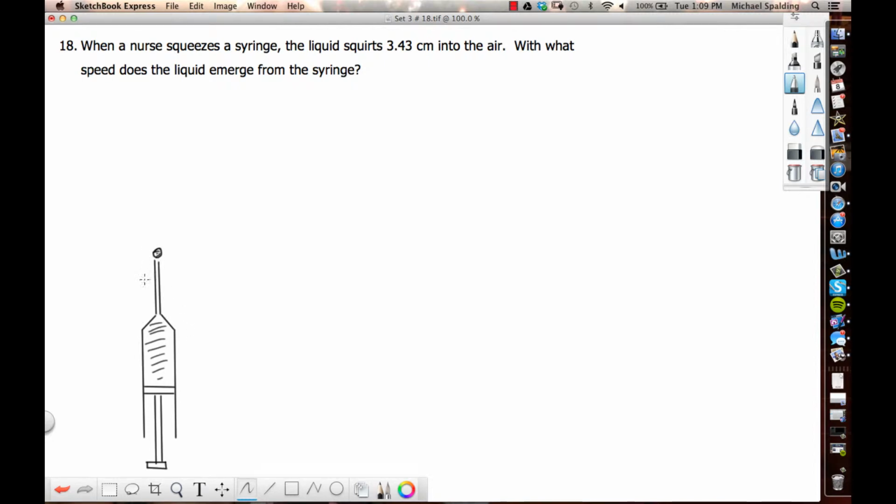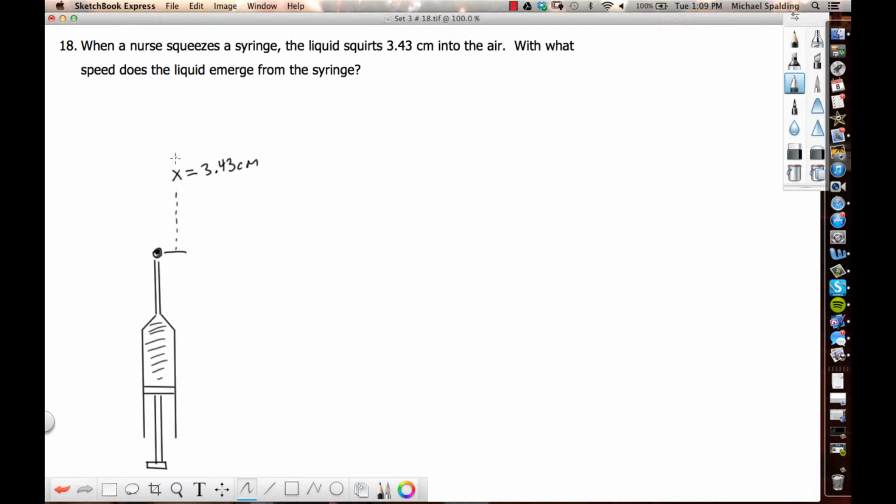So this is a pretty quick problem. The nurse squeezes the syringe, pushes the fluid inside the syringe, and it goes through the needle. Now let's look at one drop coming out of this syringe. What we're told is that this one drop of fluid goes up a displacement of 3.43 centimeters into the air.